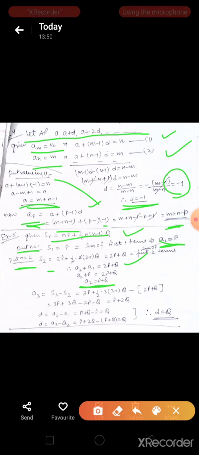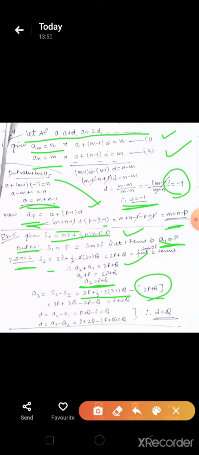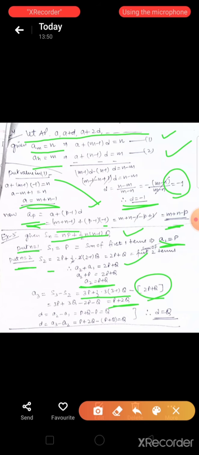So A3 will be S3 minus S2. Put N is equal to 3 in Sn, and S2 we have already found above. By solving it, we get the value of A3 as P plus 2Q. Now to prove that it is an AP, what we have to do? We have to find the common difference, and the value of the common difference should be the same for the AP. So if we find A2 minus A1, that also comes out as Q, and if we find A3 minus A2, that also comes out as Q.